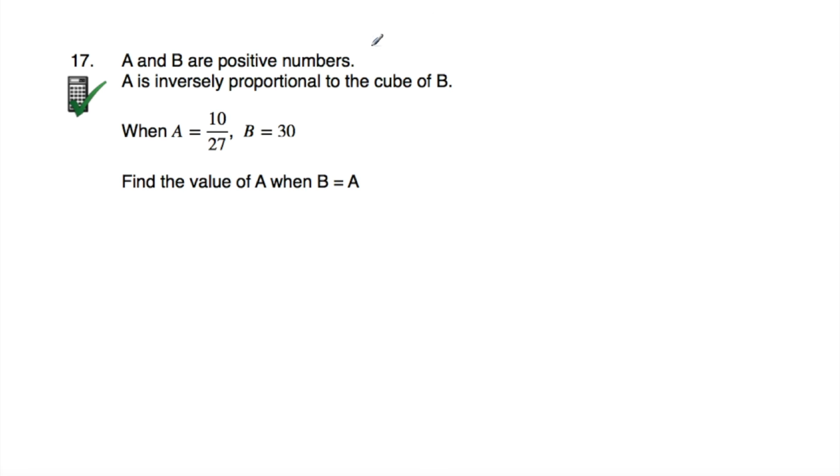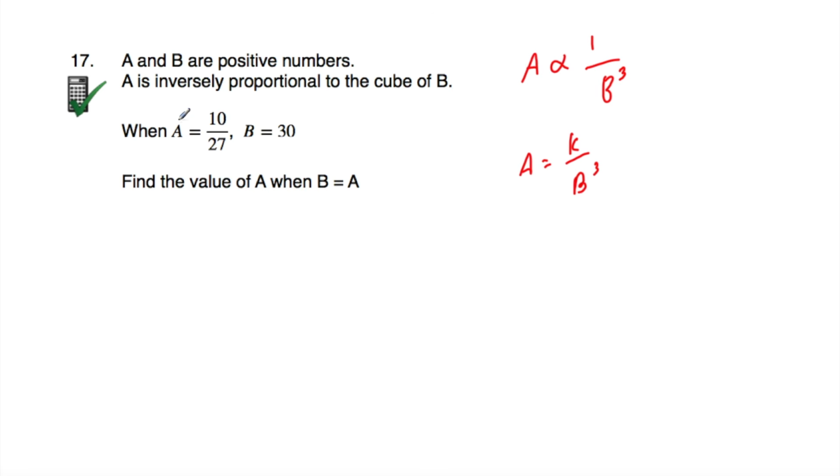Okay, so let's start off by writing down this relationship. A is inversely proportional to the cube of b. Okay, now let's replace the proportionality symbol. So we're going to get that a is equal to k over b cubed, where k is the constant of proportionality, and let's work out what that is.